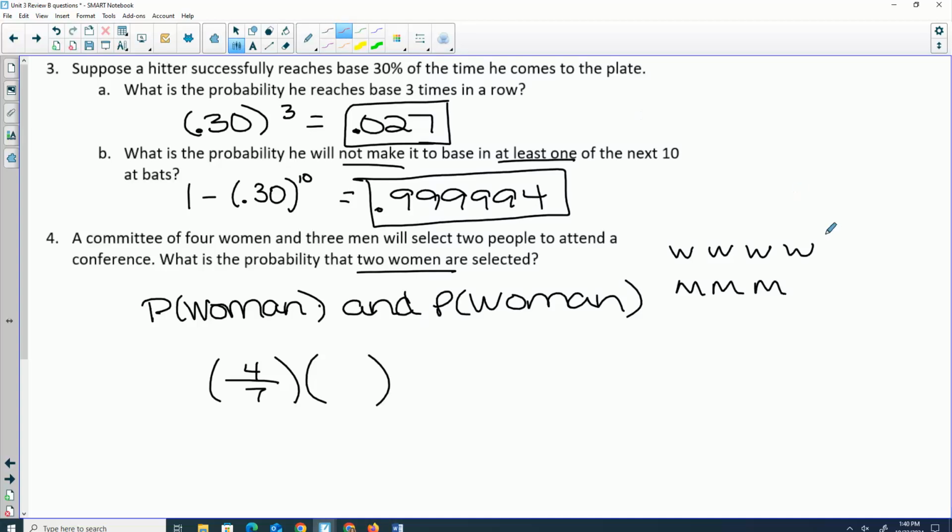But if I have now selected one of those women, the next time I go to pick a person, how many women remain? 3 out of how many people? 6. That probability for the second one changes because I already took one of the women out.